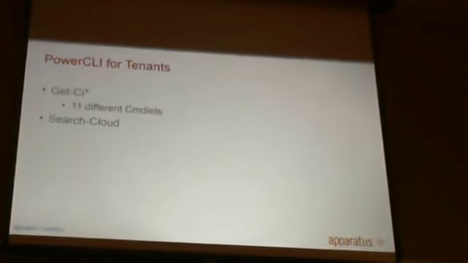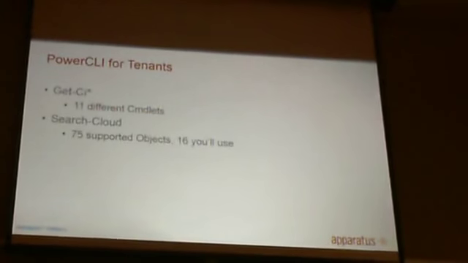Now, there's also a Search-Cloud command. This is not exactly the same as Get-View, but it is very similar in that it's going to help you out, and you should use Search-Cloud more than you should use Get-CIView. And this actually has 75 different supported objects. Now, unless you are the actual administrator for the vCloud environment, you're only going to use about 16 of them. In all reality, it's probably even fewer than that.